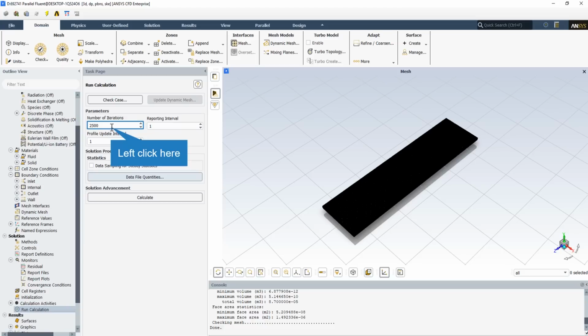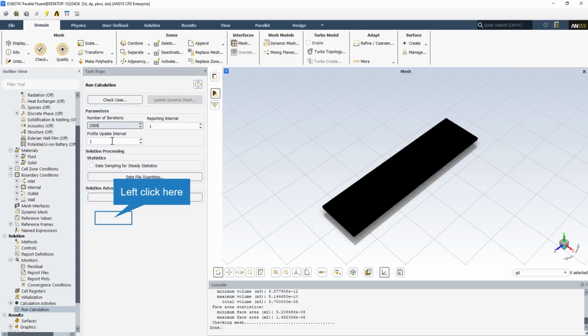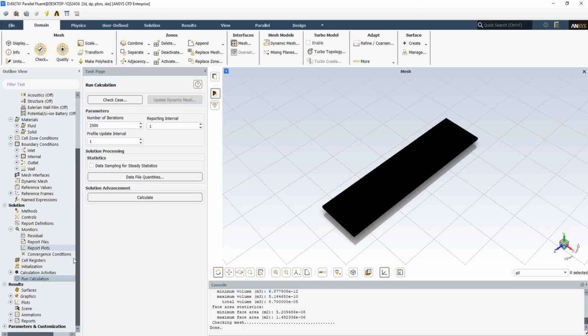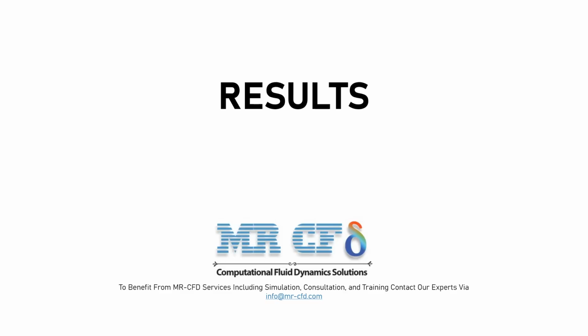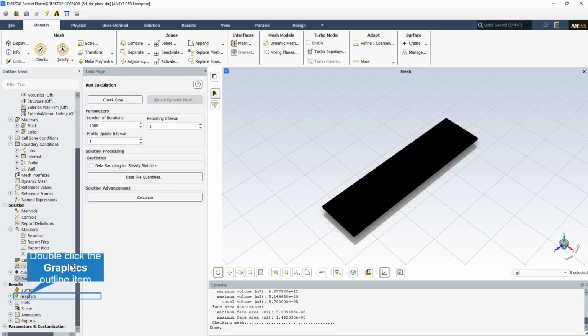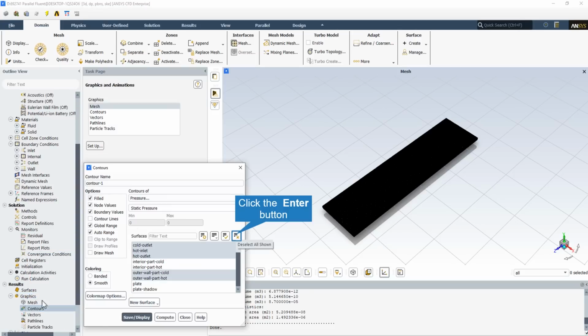We just click on the initialization button and go to the run calculation section. We set the number of iterations equal to 2500. It seems enough for this CFD simulation, and after that we just click on the calculate button to start the calculation. At the end of the solution process, we are able to obtain all the desired contours, vectors, path lines, and also reports.